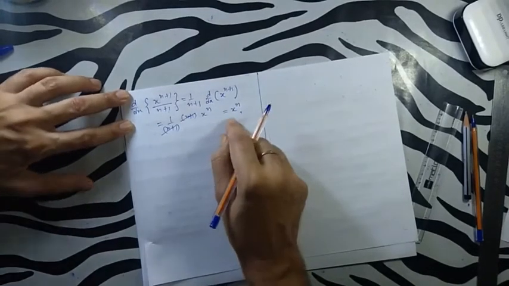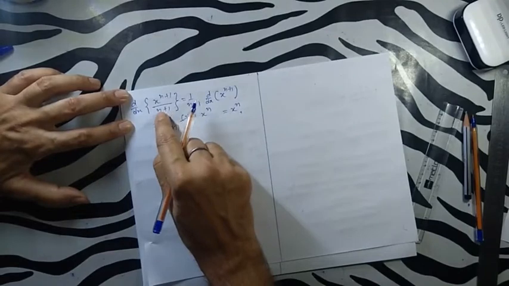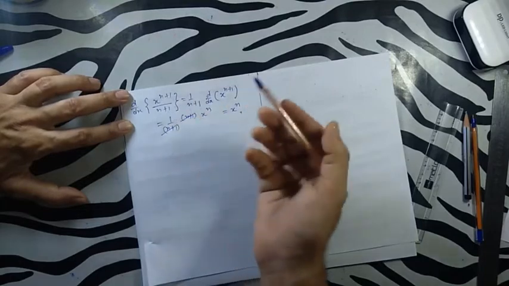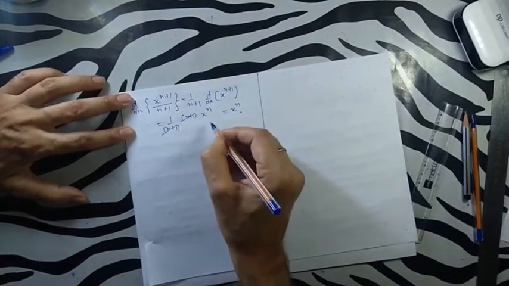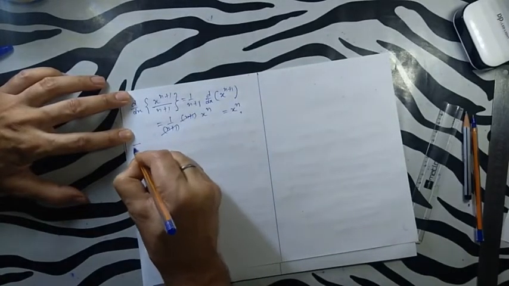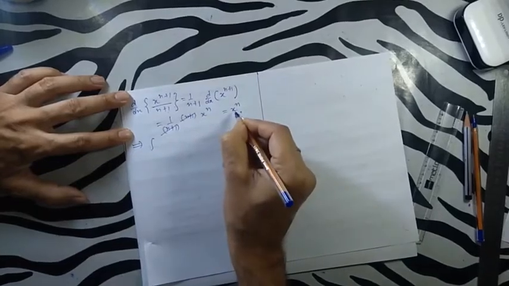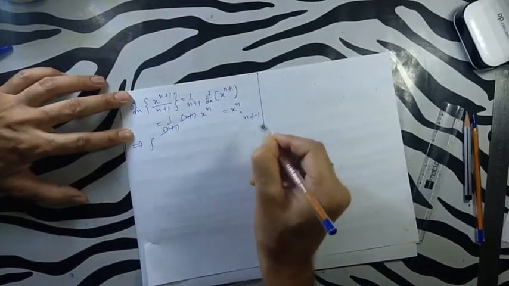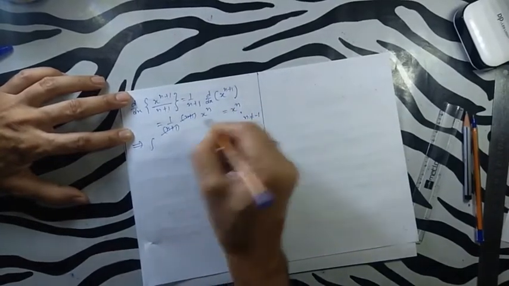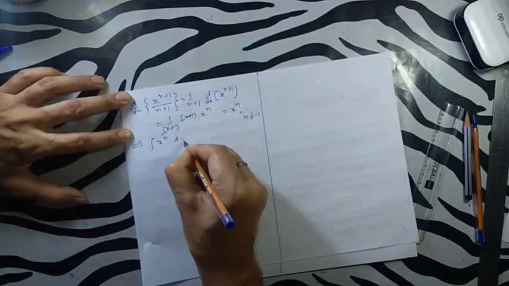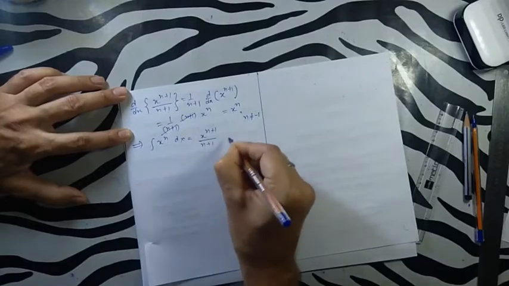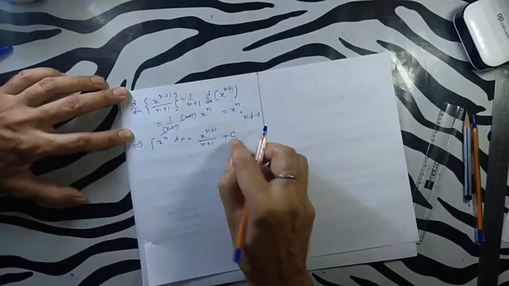And here one condition is there. If you take n equal to minus 1, the denominator becomes 0, and it is not defined. So for that case we need another function, and the condition is n is not equal to minus 1. After getting x raised to power n, now the inverse process: the integral of x raised to power n dx is equal to x raised to power n plus 1 upon n plus 1 plus c, where c is the constant of integration.